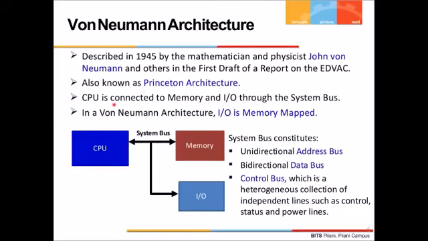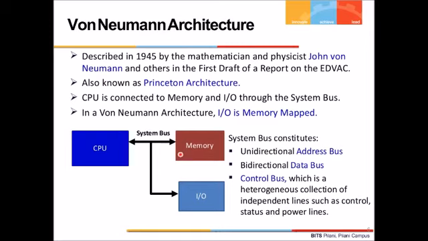Here, the CPU is connected to memory and I/O through a system bus, and I/O is also memory mapped. You can see that one CPU is there, one memory, one I/O, and between CPU and memory there is one bus. In the system bus there is a unidirectional address bus and a bidirectional data bus. Why is the address bus unidirectional? Because the CPU will send the address to the memory. Memory is not going to send back the address. Memory will send back the data.